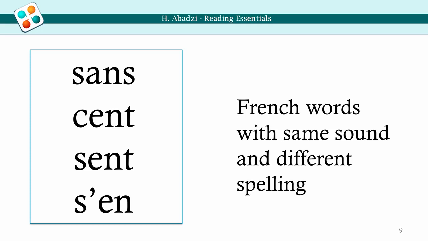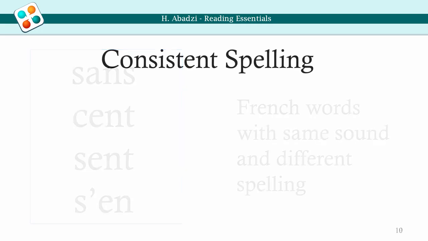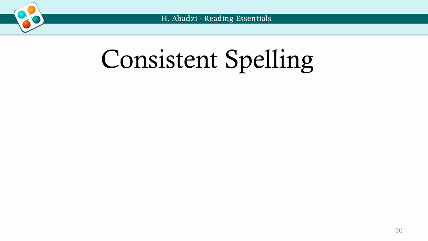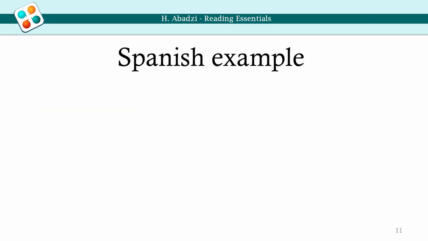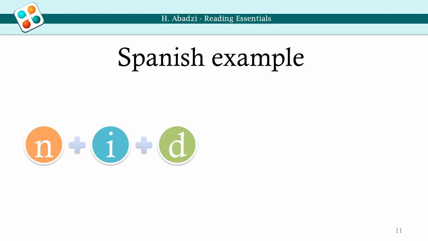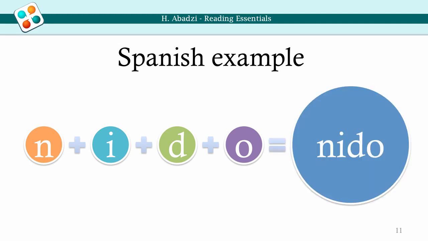See the example of a French sound, which can have four different spellings. The vast majority of the world's languages are spelled consistently. For languages such as Spanish, Swahili, or Bahasa, individual letters are paired with specific sounds. A child who knows the sound of each letter can easily pronounce the word. Listen to this example in Spanish. Ene, i, de, o, make the word nido.